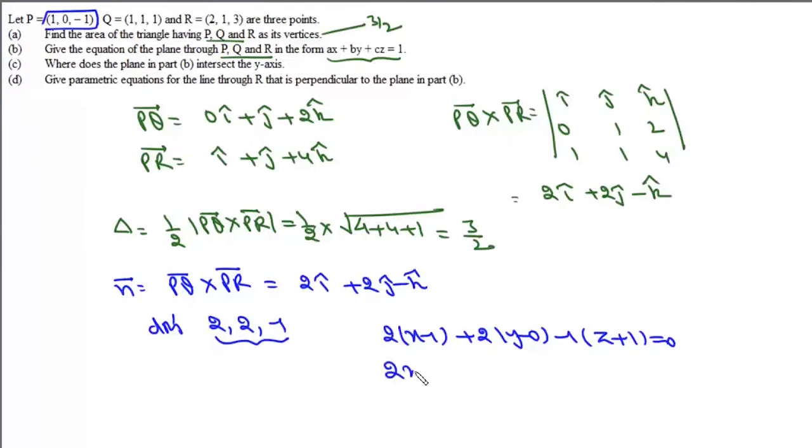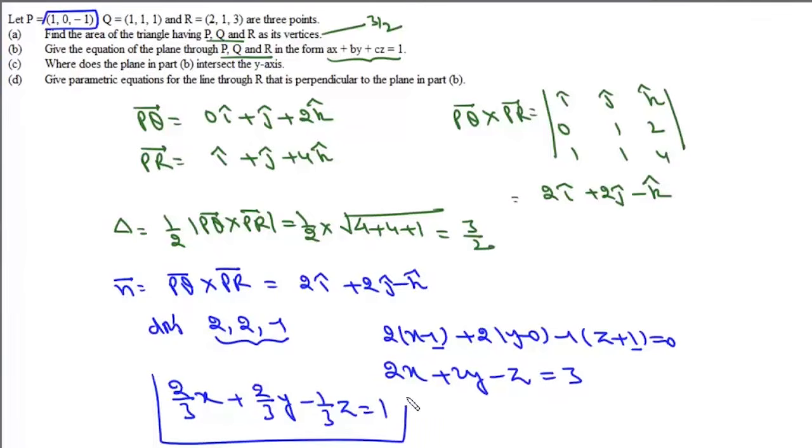So it will be 2x plus 2y minus z. Now this is minus 2 minus 1, so it will be simply 3. Now we can write this as 2 by 3x plus 2 by 3y minus 1 by 3z equals 1. And that is the equation of this plane in the form ax plus by plus cz equals 1.